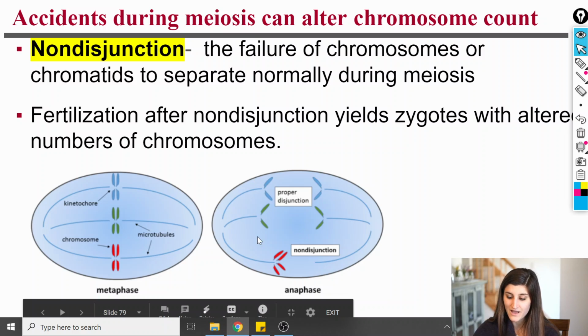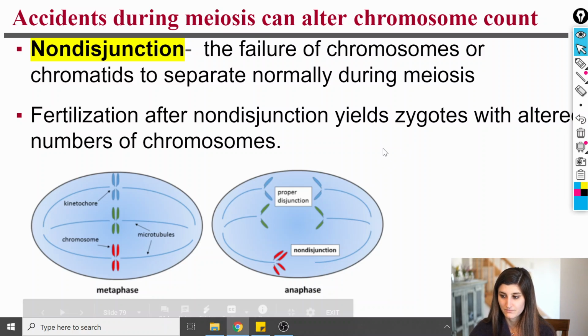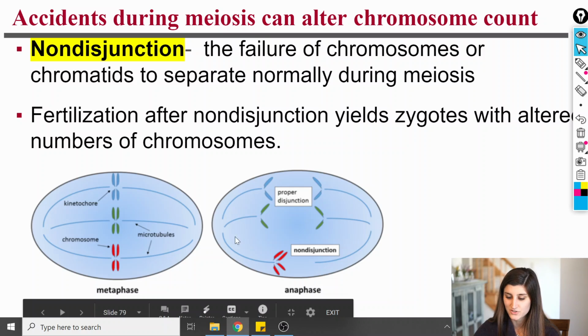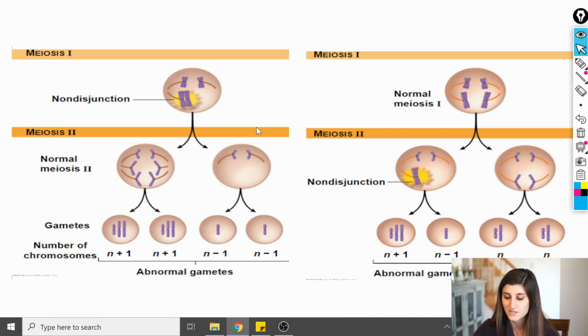But this is showing improper disjunction, which we call non-disjunction, where now the sister chromatids didn't actually separate. So one cell will have too much genetic information. So that could result in, in the end, if that cell gets fertilized, let's just say, now that cell has too much genetic material. And we can see it here.